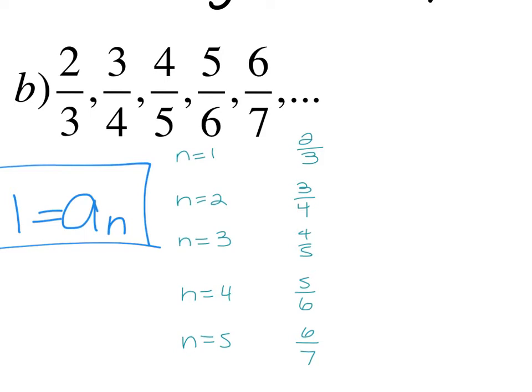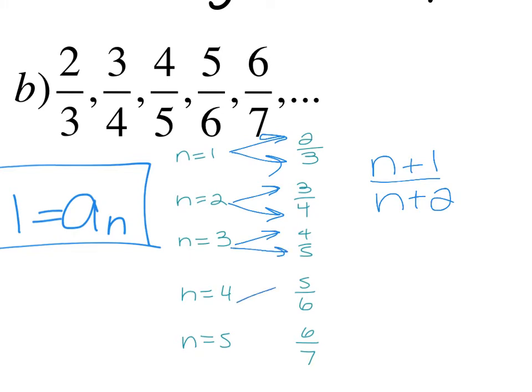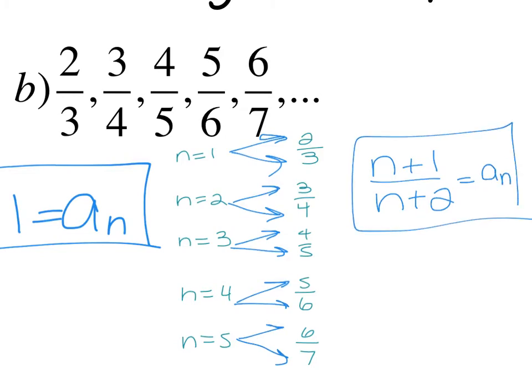Let's try it. n plus 1 over n plus 2. So this would be 2 over 3. That works. 1 plus 2, that works. And 1 plus 2, that works. So there is the pattern. Sometimes there's more than one way to do it. There certainly is.